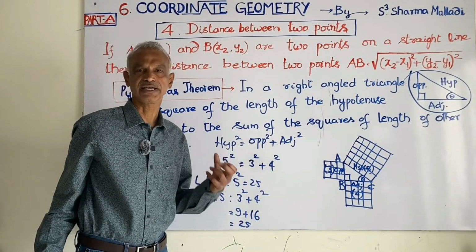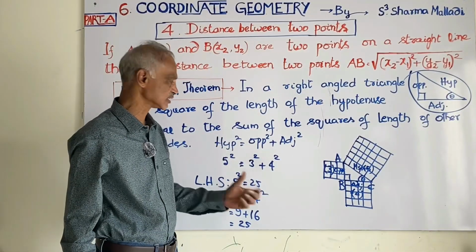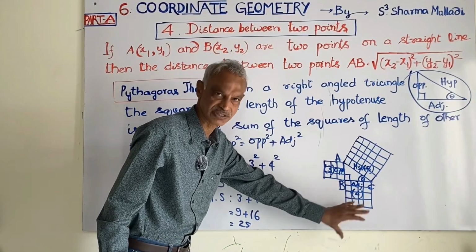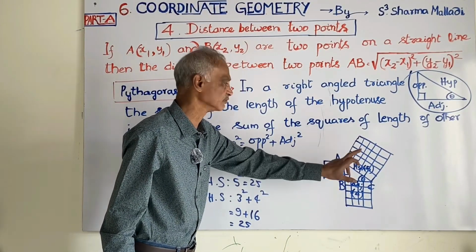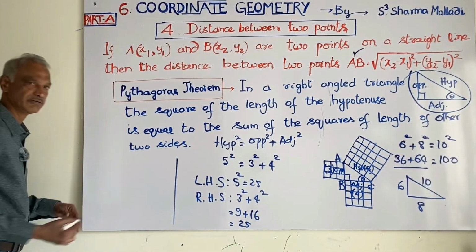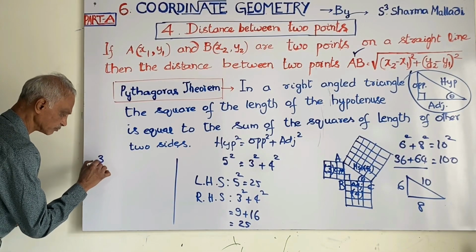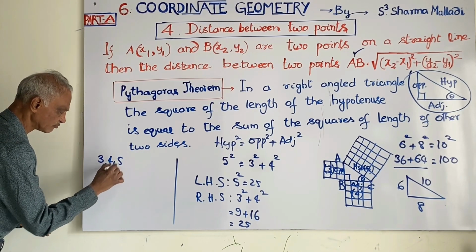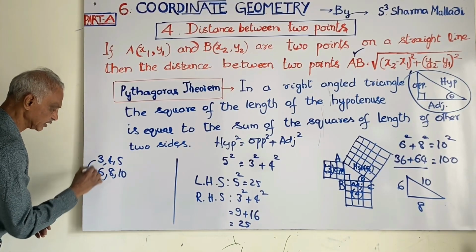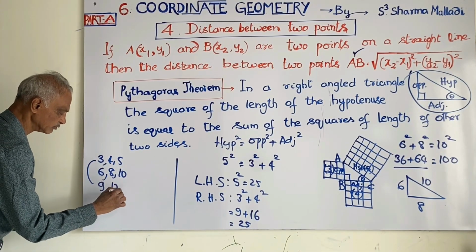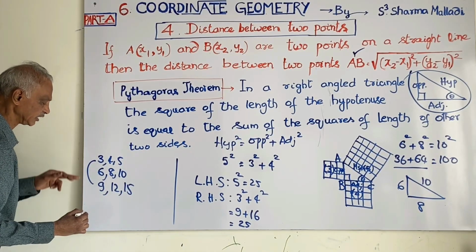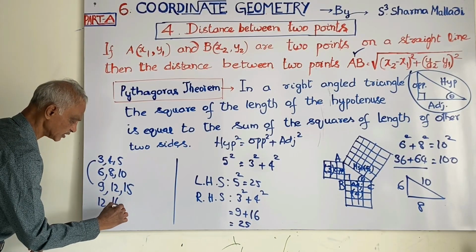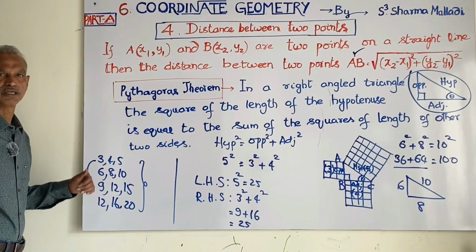See, in a right angle triangle, the square of the hypotenuse is equal to the sum of the squares of the other two sides. On the squares, it will be 9 plus 16, which is 25. You will have many examples for Pythagoras theorem. 3, 4, 5 you can take. 3 2s are 6, 4 2s are 8, 5 2s are 10. And also 3 3s are 9, 4 3s are 12, 5 3s are 15. 3 4s are 12, 4 4s are 16, 5 4s are 20. These are the examples of Pythagoras theorem.